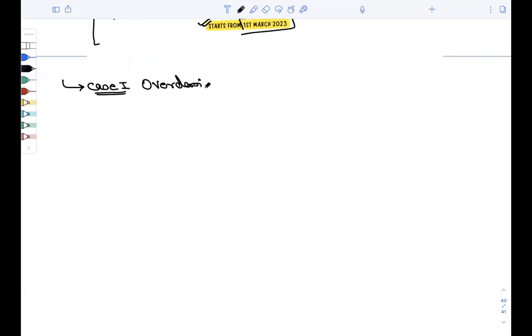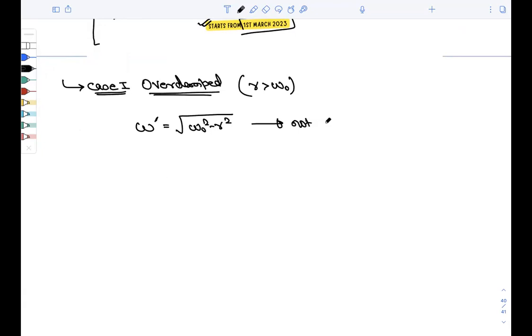Overdamped. Understand, this will not be an oscillation when gamma is greater than omega naught. When gamma is greater than omega naught, you can simply see that omega dash, which is written as the square root of omega naught square minus gamma square, will not be real. It will be imaginary.